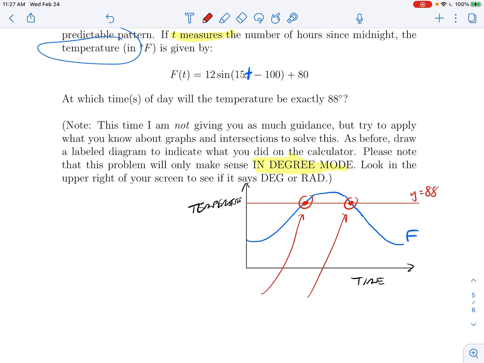And the calculator can find these. So menu, analyze graph, intersection, lower bound, upper bound. So it finds one of these. The x coordinate here is 9.454. The y coordinate obviously is 88. Let's find the other one. Oops, analyze graph, intersection, a little bit to the left, a little bit to the right, click. The other one happens when x is 15.88 and y is 88.